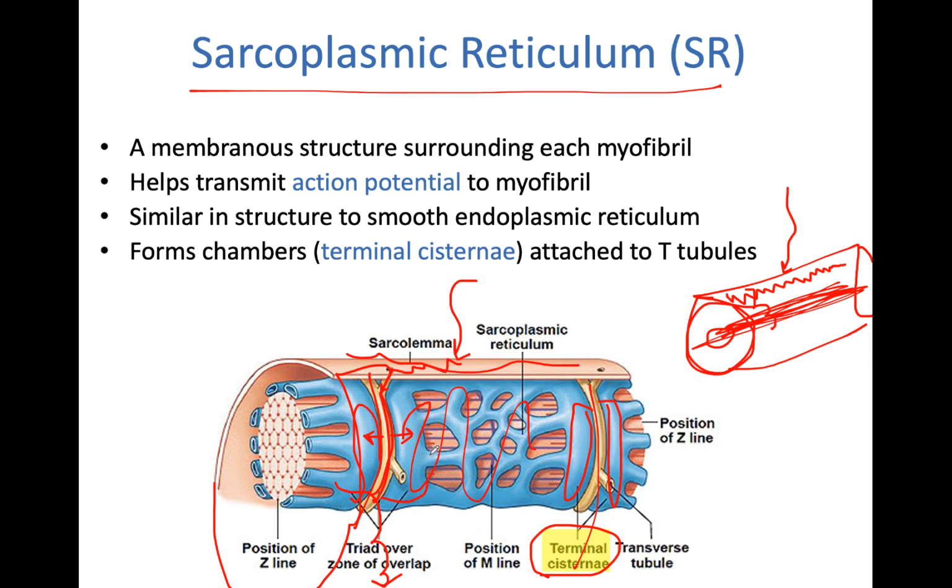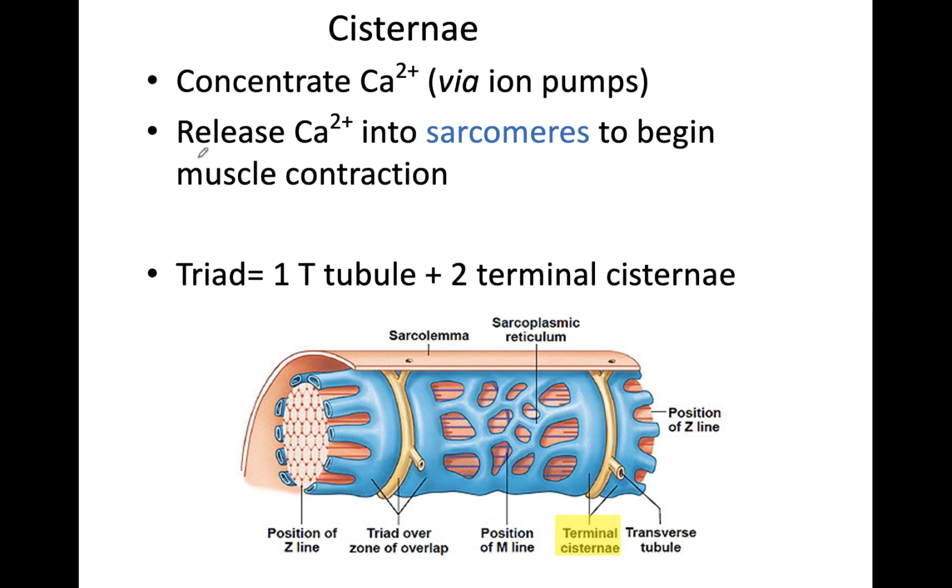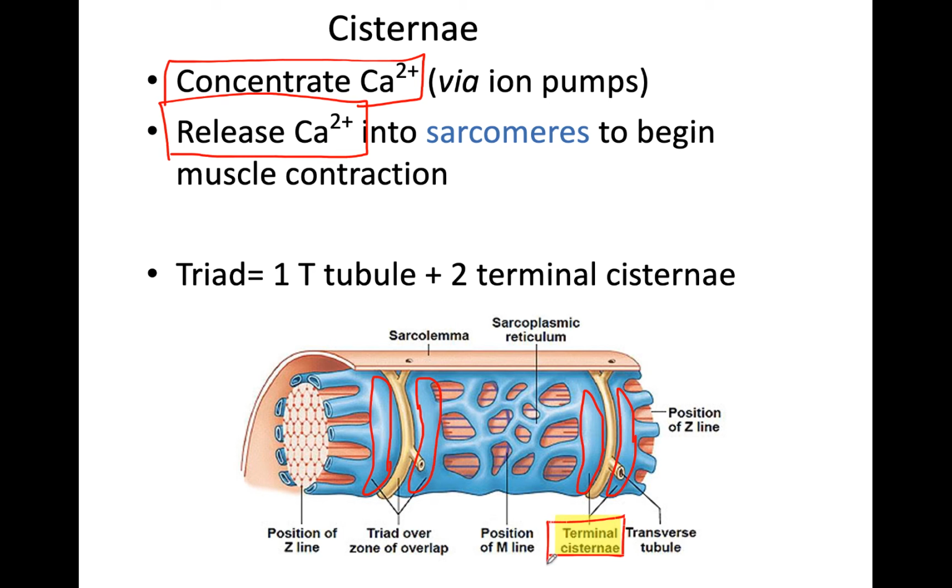Now, why does that matter? Why does it matter that we have to transmit that voltage down the T-tubules as well as to the cisternae? Well, the cisternae has a huge job. Its job is to store and release calcium. So this compartment here and this compartment here, as well as these others, I just circled your terminal cisternae. Their main job is to store calcium. Make sure you know that.